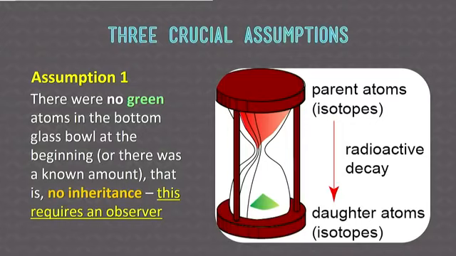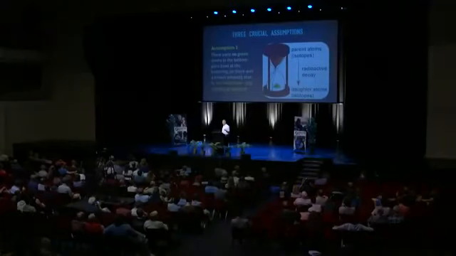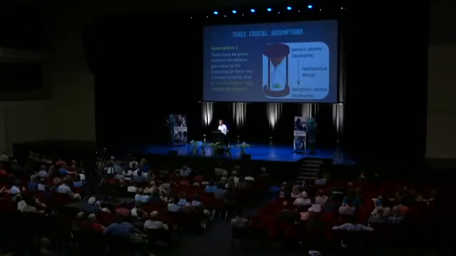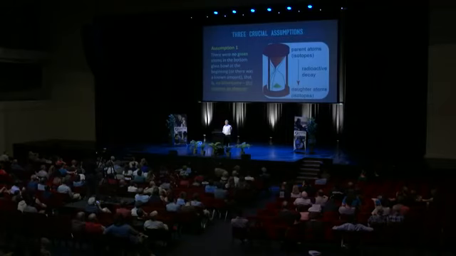The scientists weren't there when the rocks formed. How do they know that there weren't daughter atoms in the rock when the rock formed? They weren't there. They don't know. It requires an observer. So that's a problem, as I'll show you by practical examples in a moment. That's assumption number 1. Requires an observer, but it's about the past. They weren't there.